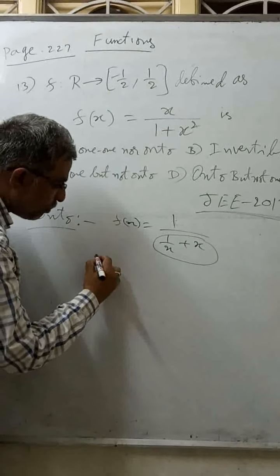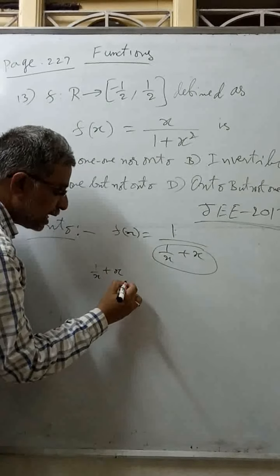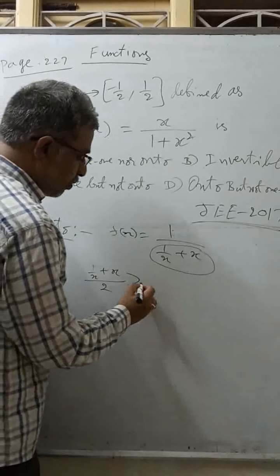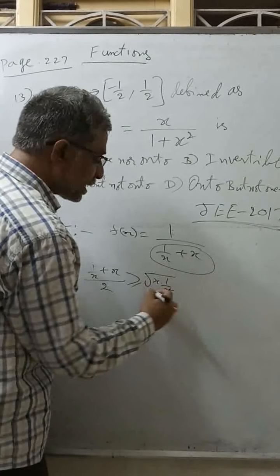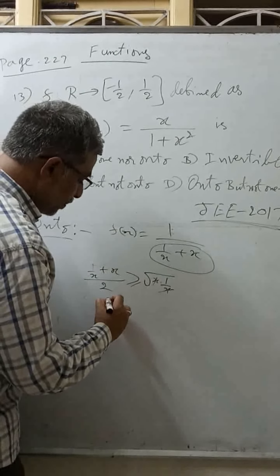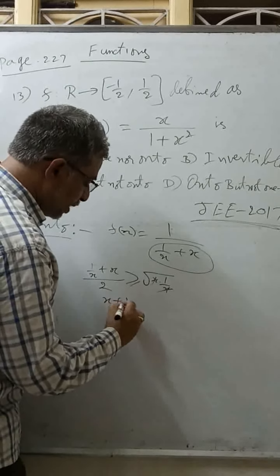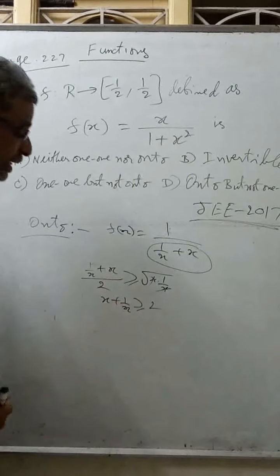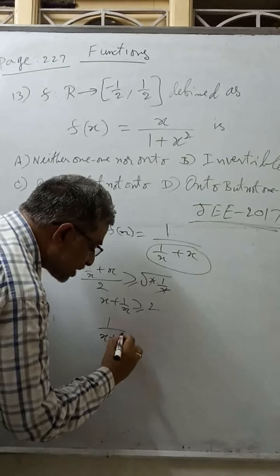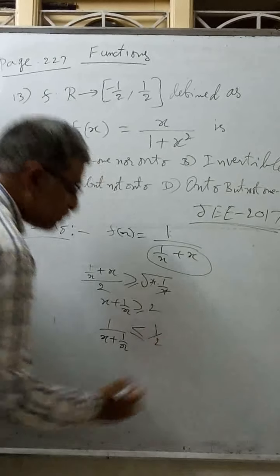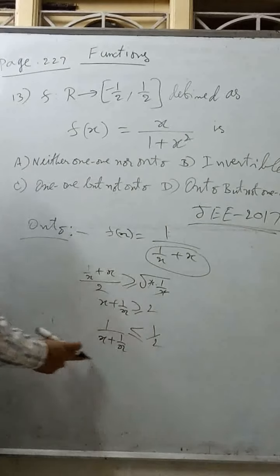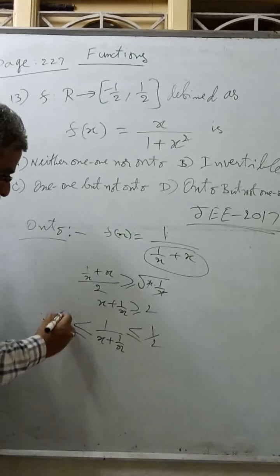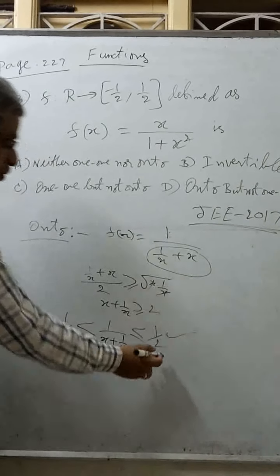Using AM of 1 by x comma x, AM is (x plus 1 by x) by 2. Arithmetic mean (a plus b) by 2 is greater than or equal to geometric mean, root of x into 1 by x. So if I bring 2 to that side, x plus 1 by x is greater than or equal to 2. If I write it in fraction form, because I need 1 by this, the inequality changes, becomes 1 by (x plus 1 by x) less than or equal to 1 by 2. And if I take the same with minus, this becomes minus 1 by 2.